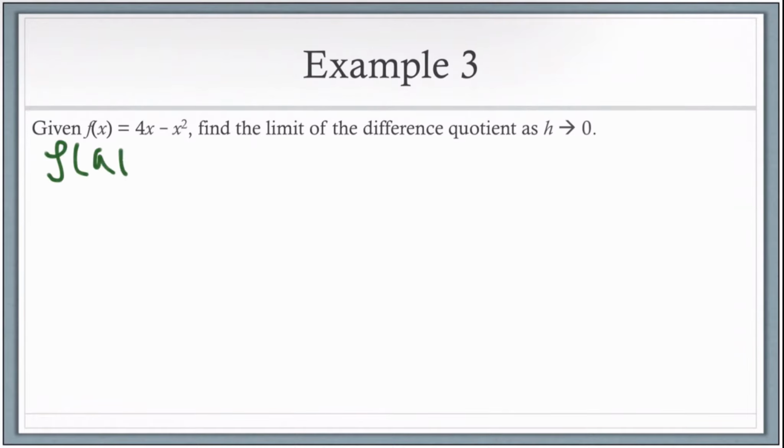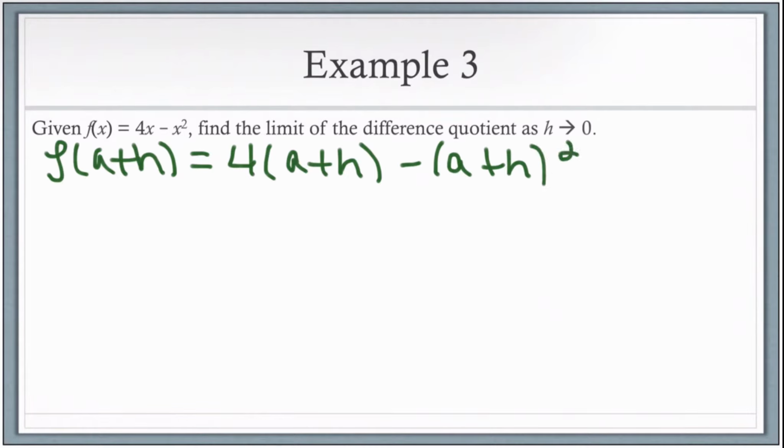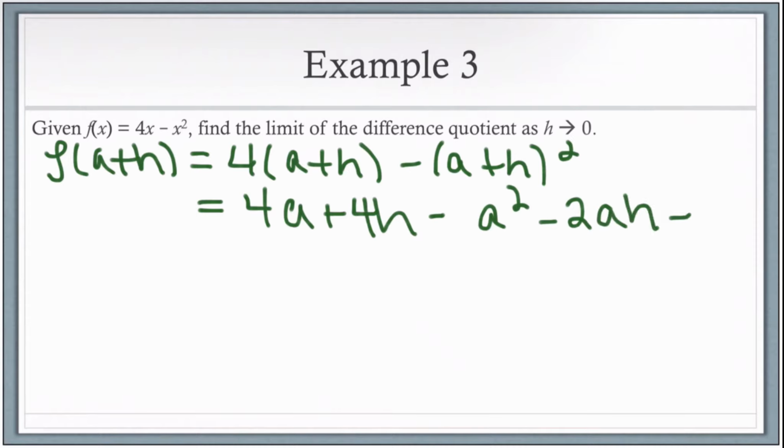So f of a plus h is equal to 4 times a plus h minus a plus h squared. When I distribute the 4 and multiply the a plus h squared, I'm going to be left with 4a plus 4h minus a squared minus 2ah minus h squared.